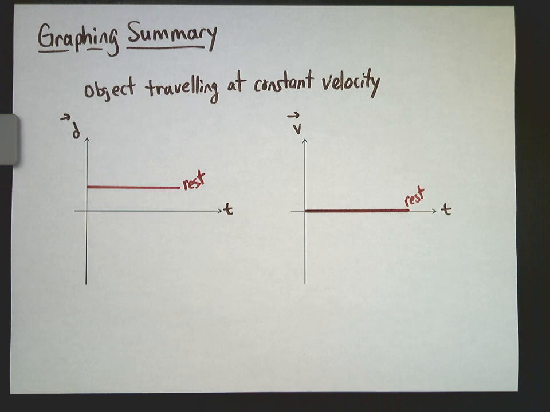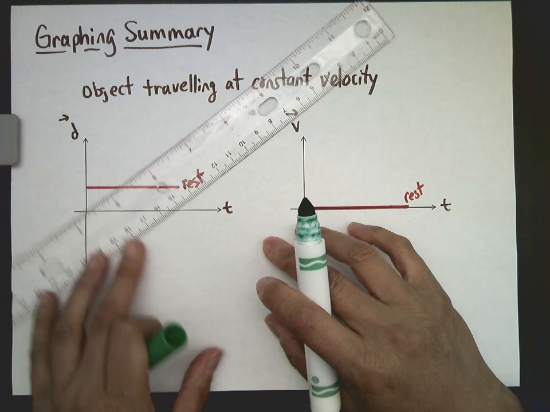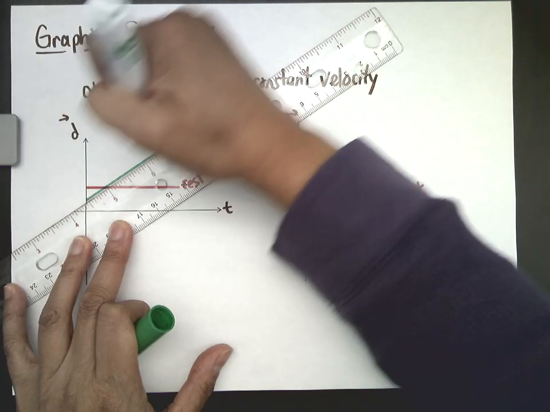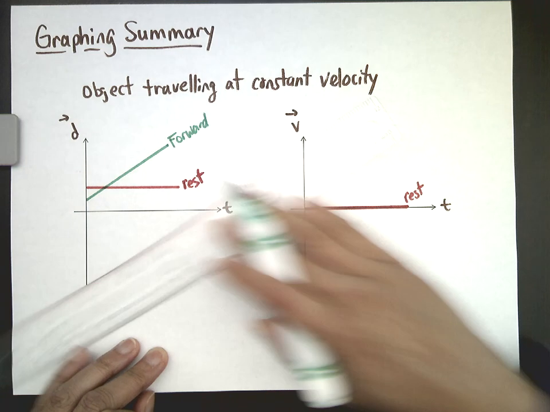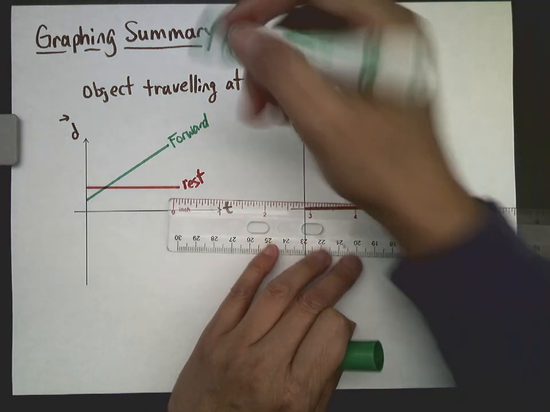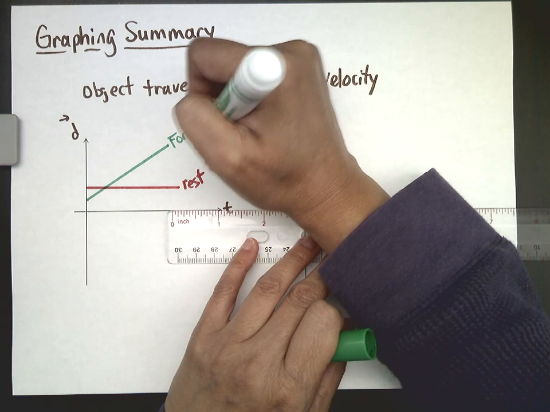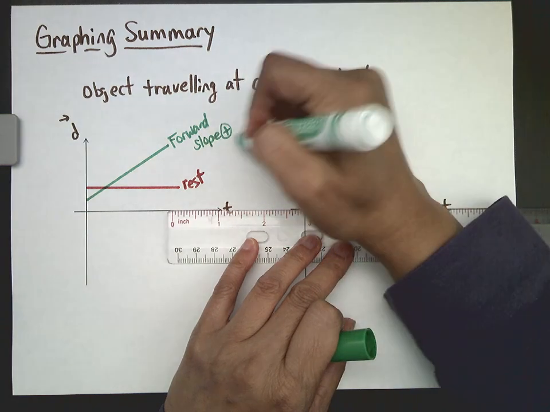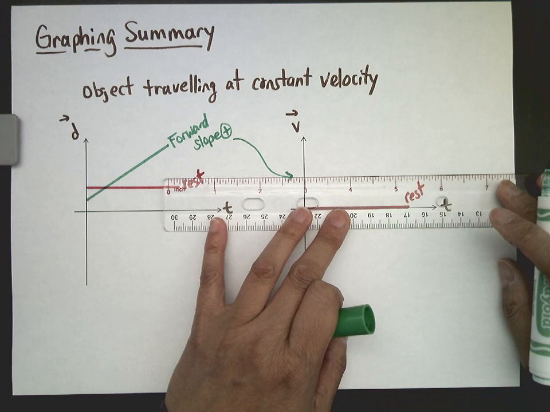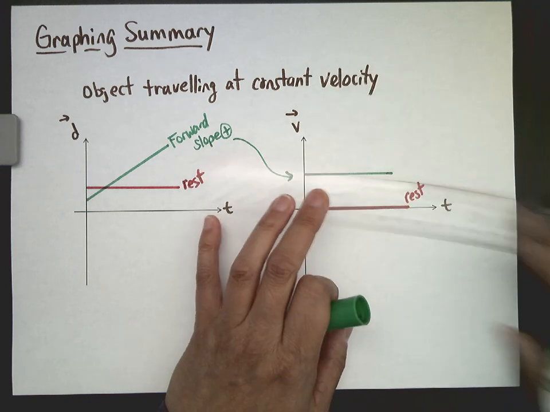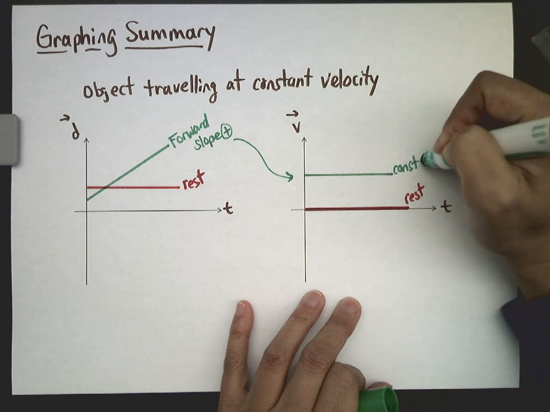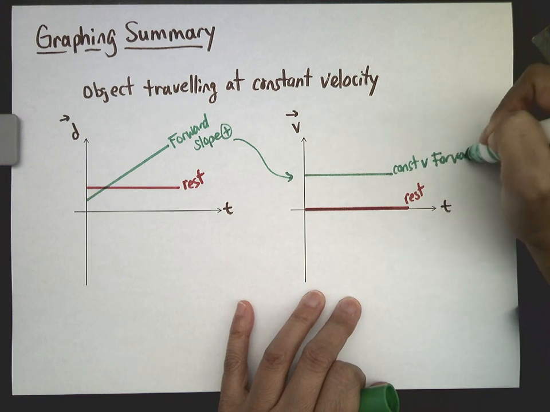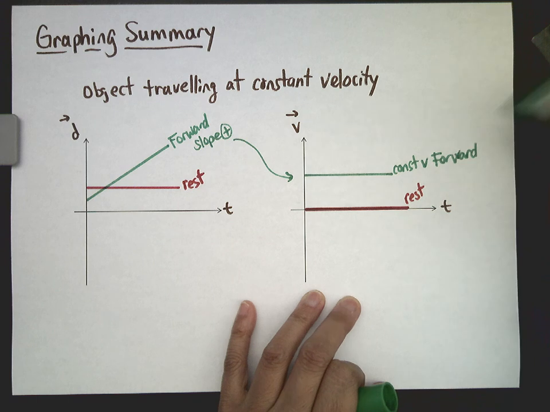For any object going forward, or let's say headed east, it will look like this, for example. So this would be going forward at constant velocity. This has a positive slope. All right, so this here is a slope and it's positive. So therefore, when you draw it on a velocity time graph, it will be located over here. So this here is going to be constant velocity forward.